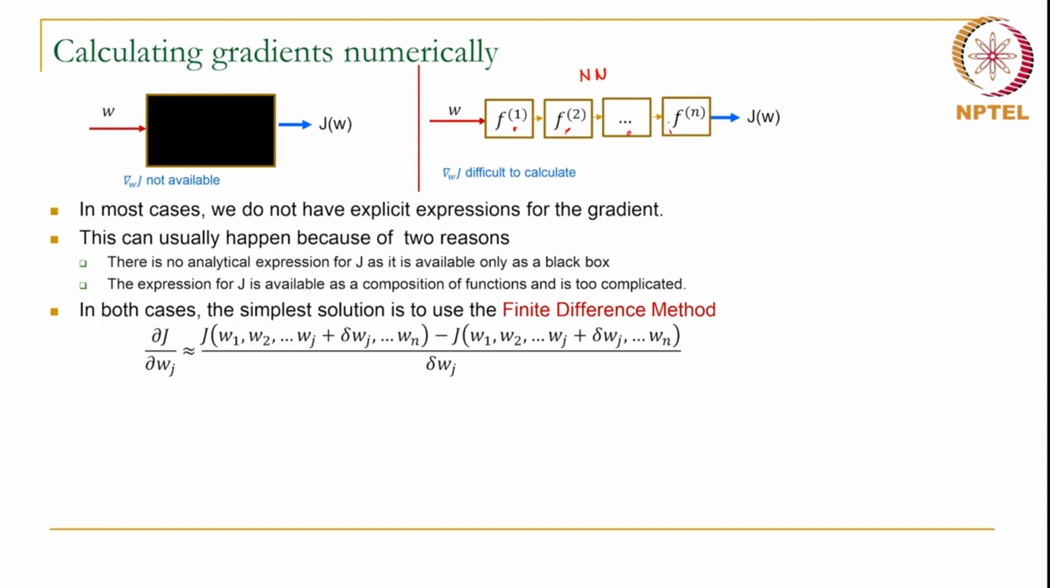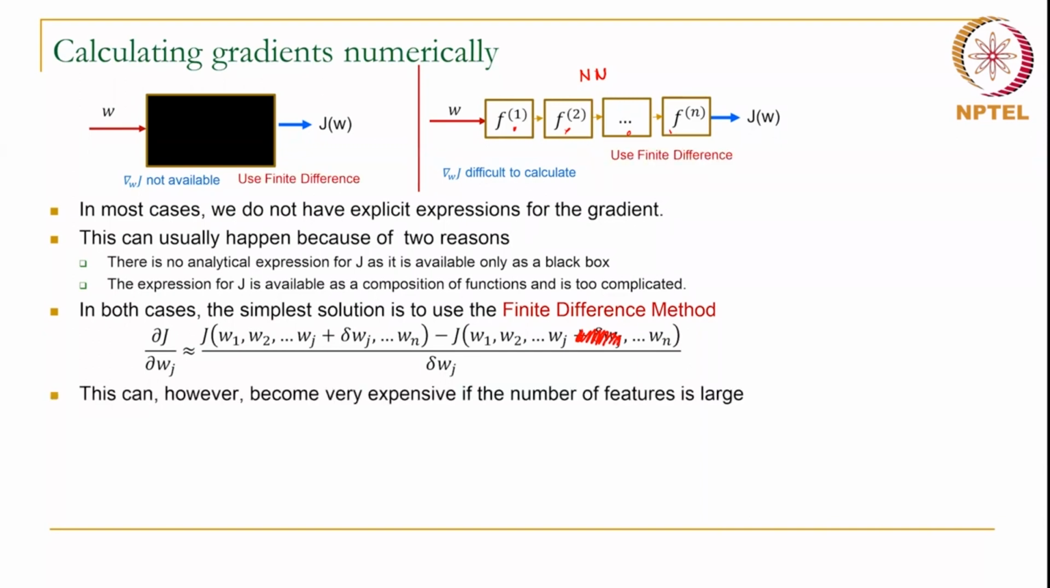All you need to do is perturb each weight individually, find out the difference between that and the original weight. This should simply be Wj. So each weight we perturb individually and then find out what del J del Wj is. This can become, unfortunately, very, very expensive if the number of weights is very large.